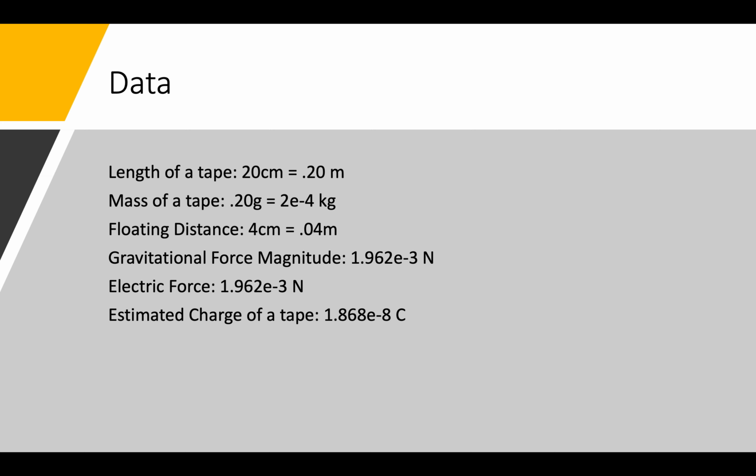So the length of the tape was about 0.2 meters. The mass of a tape was 2 times 10 to the negative 4 kilograms. The floating distance was 0.04 meters. The gravitational force magnitude is 1.962 times 10 to the negative 3 newtons. And the electric force is same as the gravitational force. And then the estimated charge of a tape was 1.868 times 10 to the negative 8 coulombs.